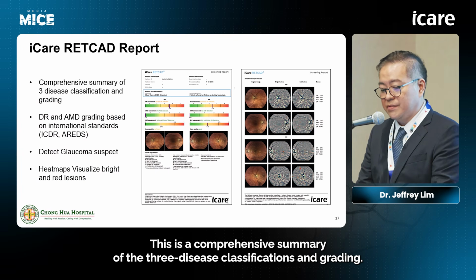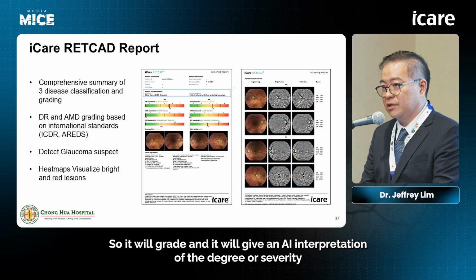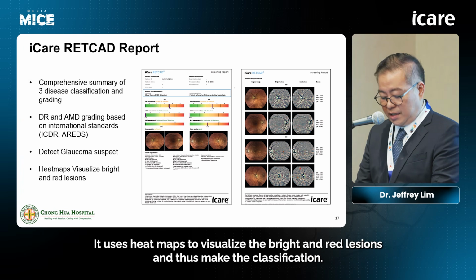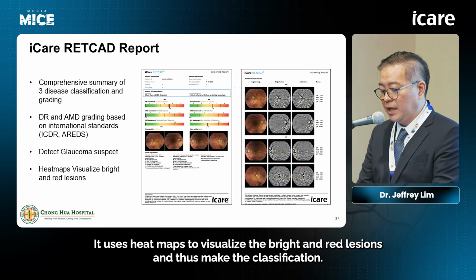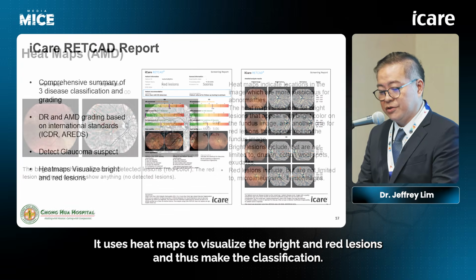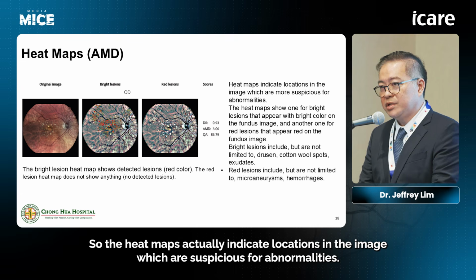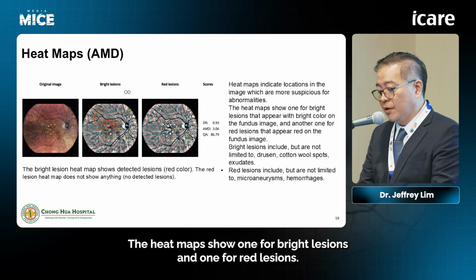This is a comprehensive summary of the 3 disease classifications and grading. So it will grade and it will give an AI interpretation of the degree or severity of diabetic retinopathy, age-related macular degeneration, and glaucoma. It uses heat maps to visualize the bright and red lesions and thus make the classification. So the heat maps actually indicate locations in the image which are suspicious for abnormalities.